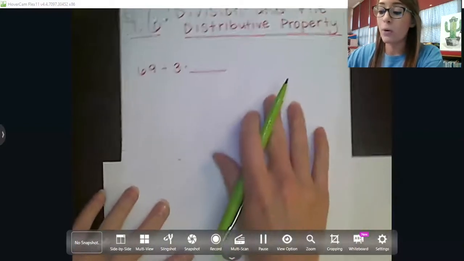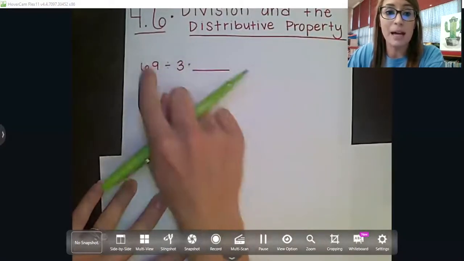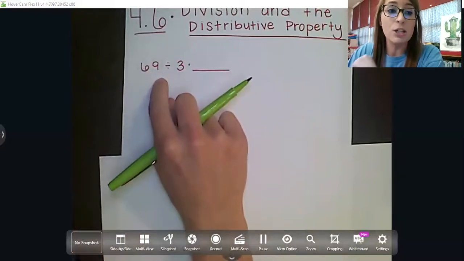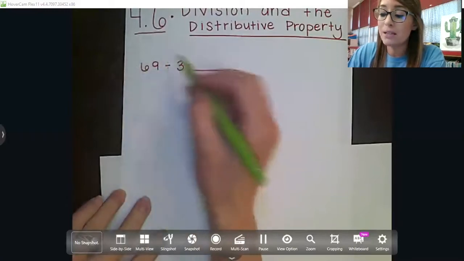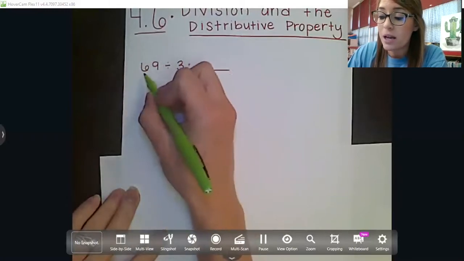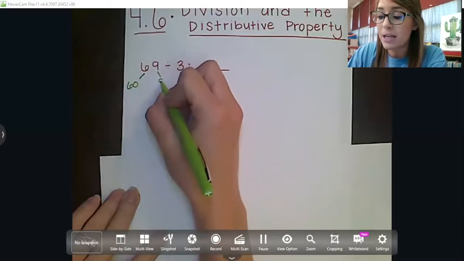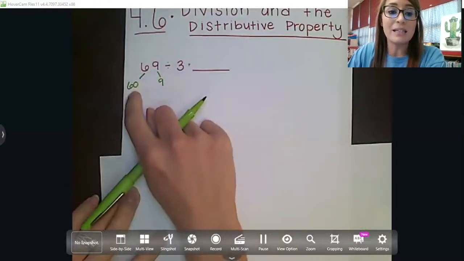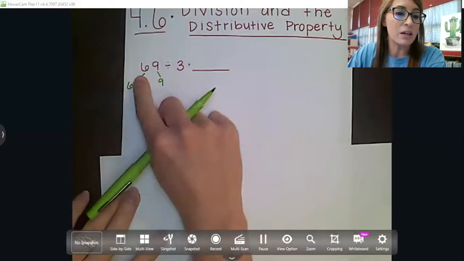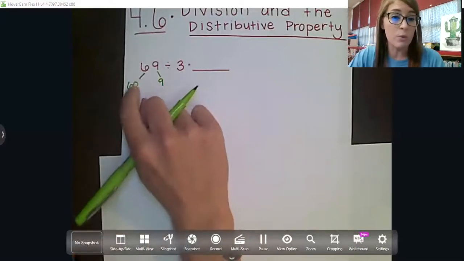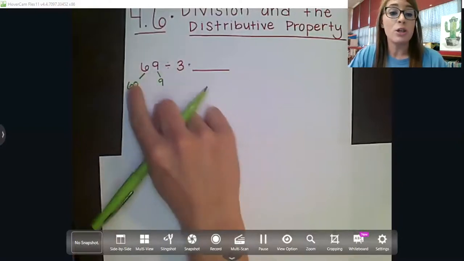I'm going to break this 69 up by tens and ones and make sure that it can be divided by 3. So when I break 69 up into tens and ones, I've got 60 and 9. Now, can 60 be divided by 3? Does 3 times something give me this 6? Yes, so that one will work. Does 3 times something give me 9? Yes, so that's going to work.